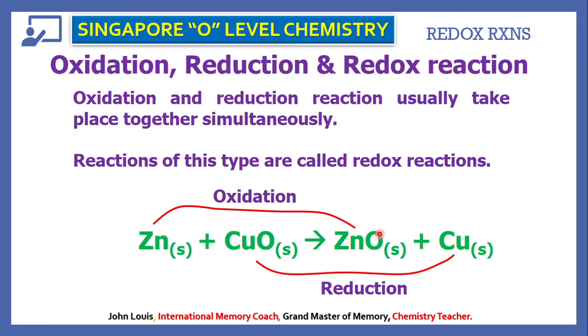So both reactions will take place simultaneously, but we need to understand which part of the chemical reaction is oxidation and which part is the reduction reaction. That we have to be very clear about.